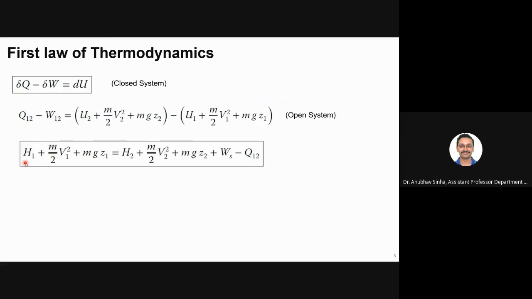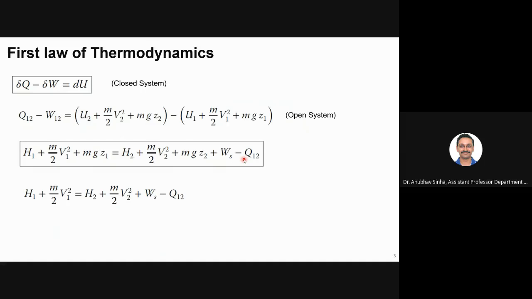H will, anyway, I will just repeat quickly. So H will denote your enthalpy. mv square is your kinetic energy term. mgz is potential energy term. So this group is for state 1. The same group is for state 2. So two states we are trying to equate, and then we'll consider whatever is the work done and heat transfer to the particular flow or a system. Okay.